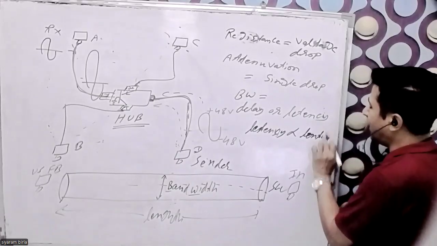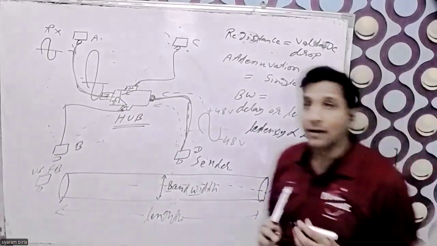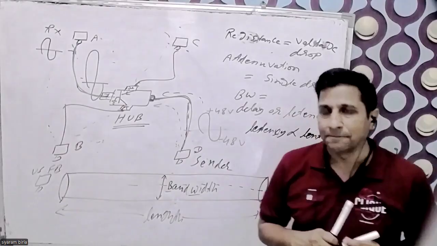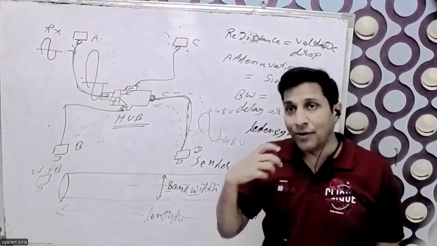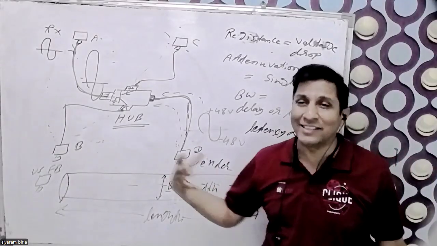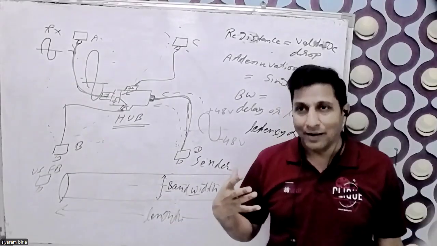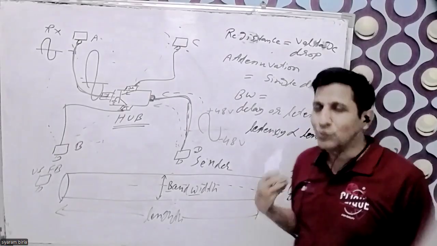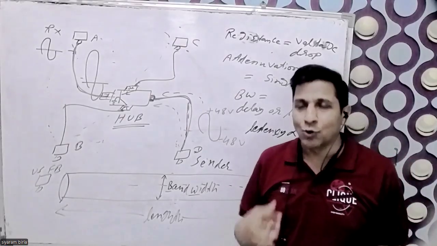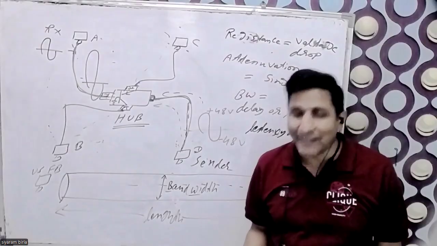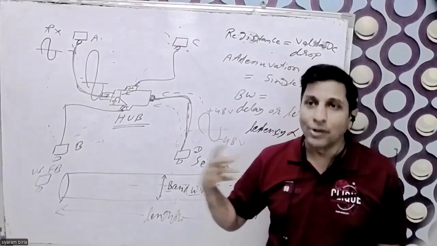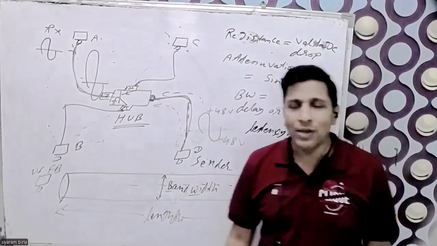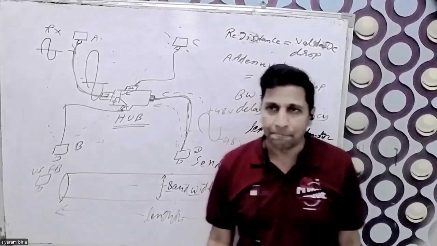The length of the transmission medium is called the delay or latency. If my transmission medium length is maximum, my delay will be maximum. If I'm going from Mumbai in India to the US, it will take more latency, more delay, because the distance between India and the US is very high.